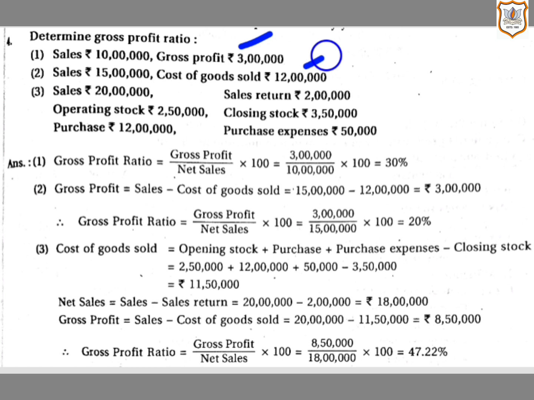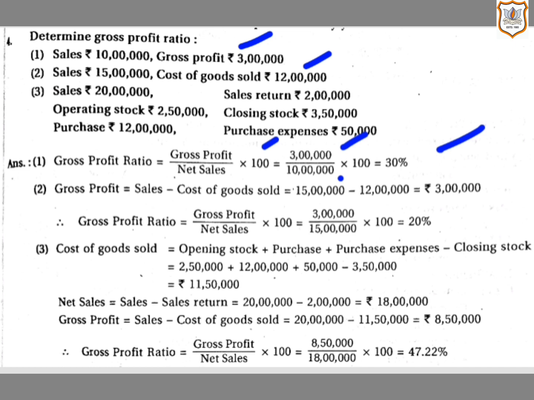So let us see what is GP ratio, formula for GP ratio. Here GP ratio is equal to gross profit upon net sales multiplied by 100. So here sales is given, that is 10 lakh, and gross profit is given, that is 3 lakh, multiplied by 100, that comes to 30%. This ratio indicates the relationship between gross profit and net sales. Higher the ratio, lower the cost of goods sold.